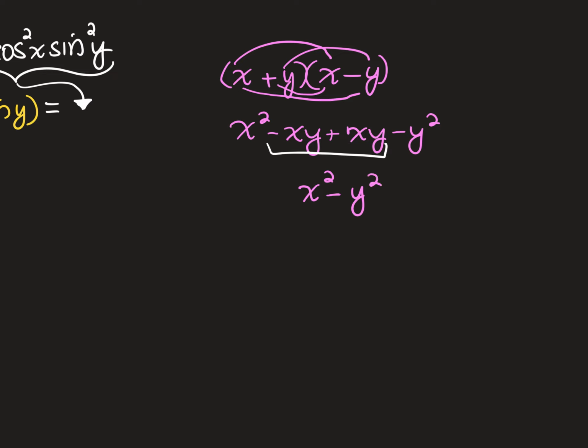What do we know about x squared minus y squared? Both perfect squares, difference in between. What's that called? It's a difference of squares, right? So this entire thing is a difference of squares.